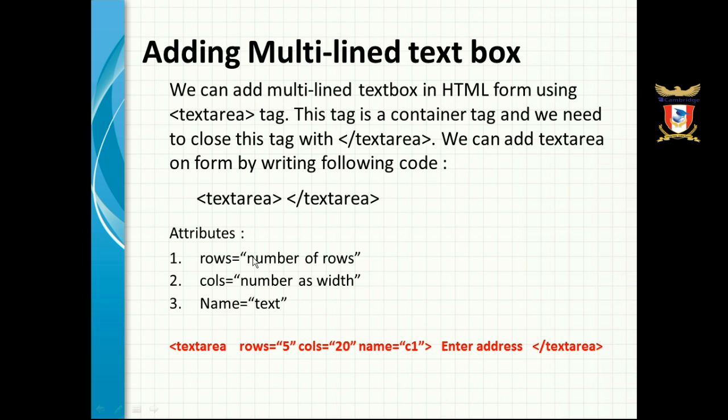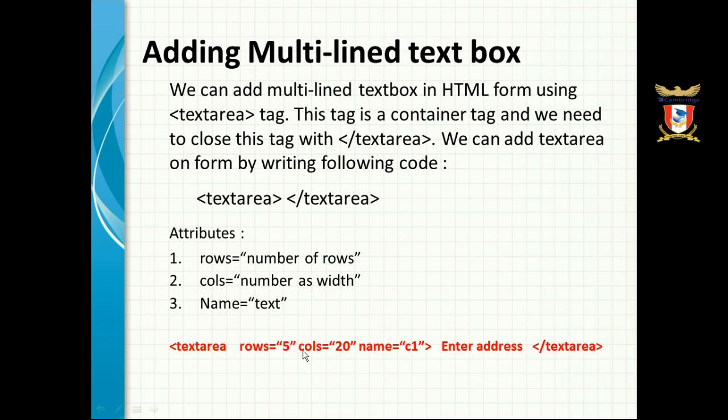Rows equal to number of rows. That means you have to assign a number. For example, here we have assigned rows equal to 5. That means we are going to create a text area with visibility of 5 lines, but you can type any number of lines in that text area, but only 5 lines will be visible in front of you at a time inside web browser.